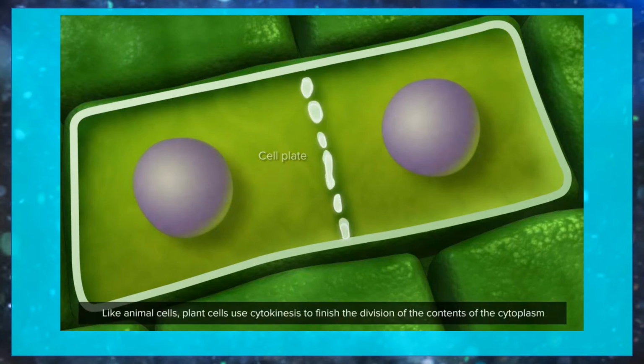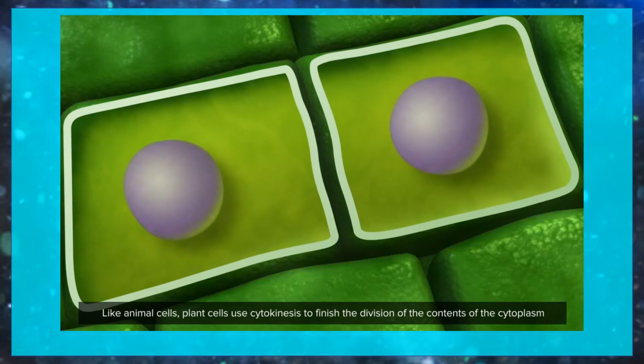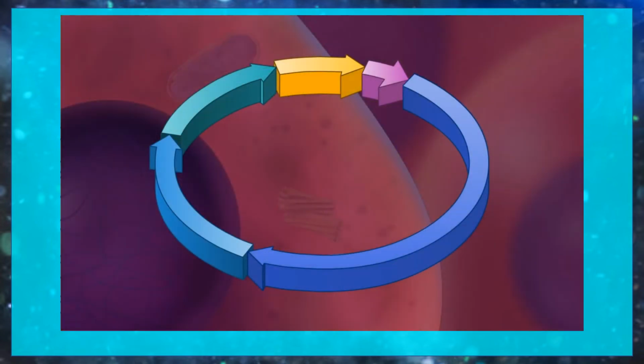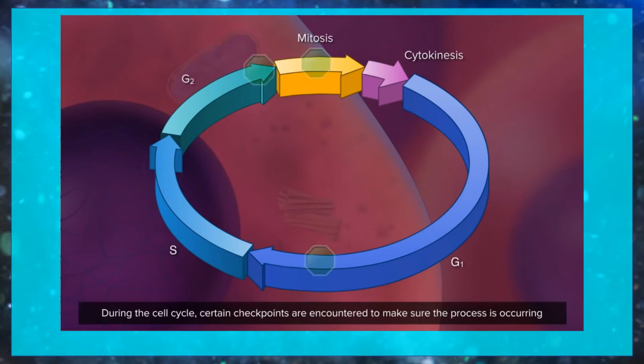Like animal cells, plant cells use cytokinesis to finish the division of the contents of the cytoplasm between the 2 identical daughter cells. During the cell cycle, certain checkpoints are encountered to make sure the process is occurring accurately.